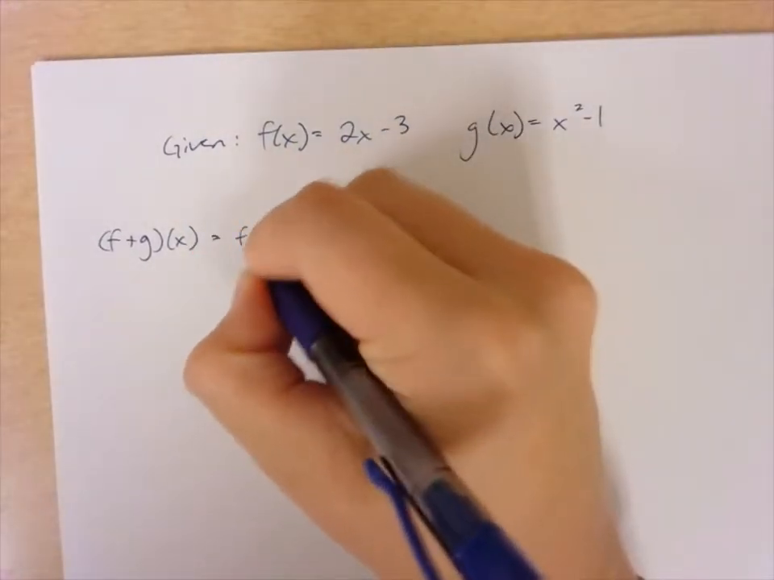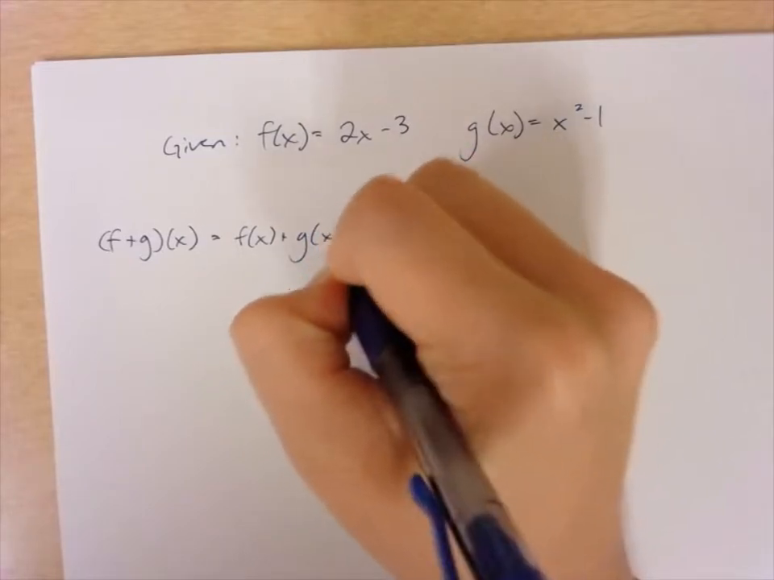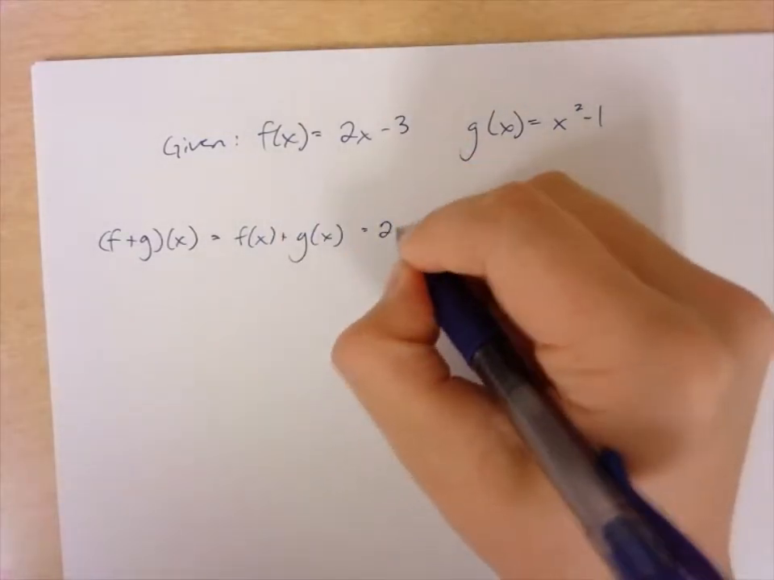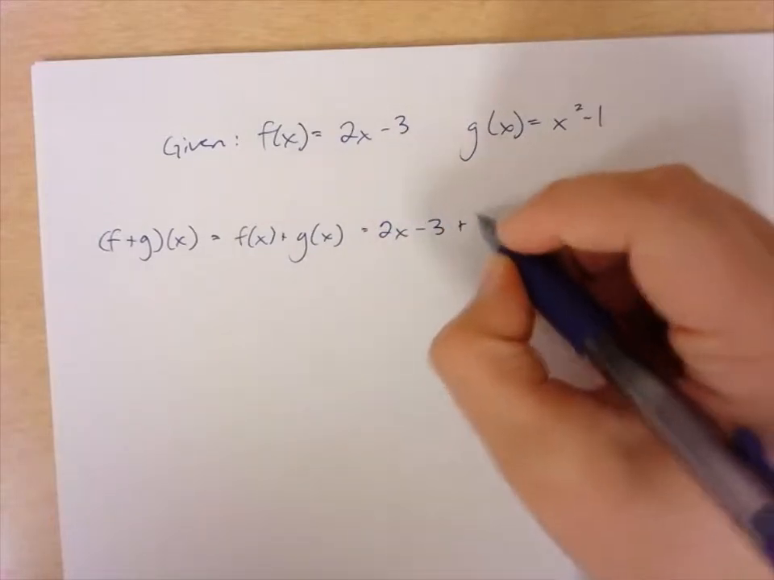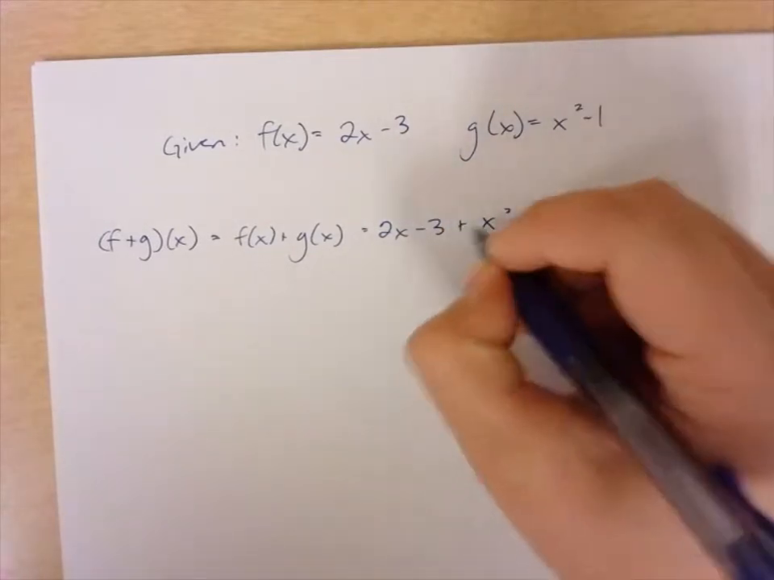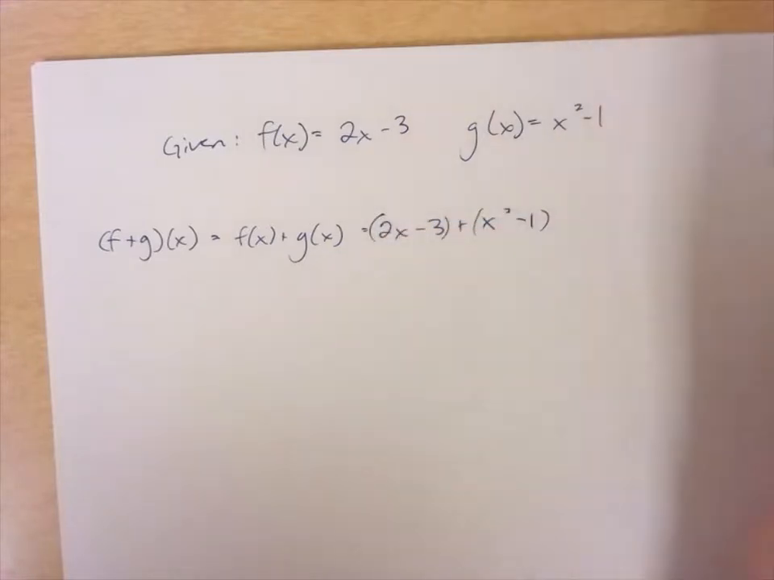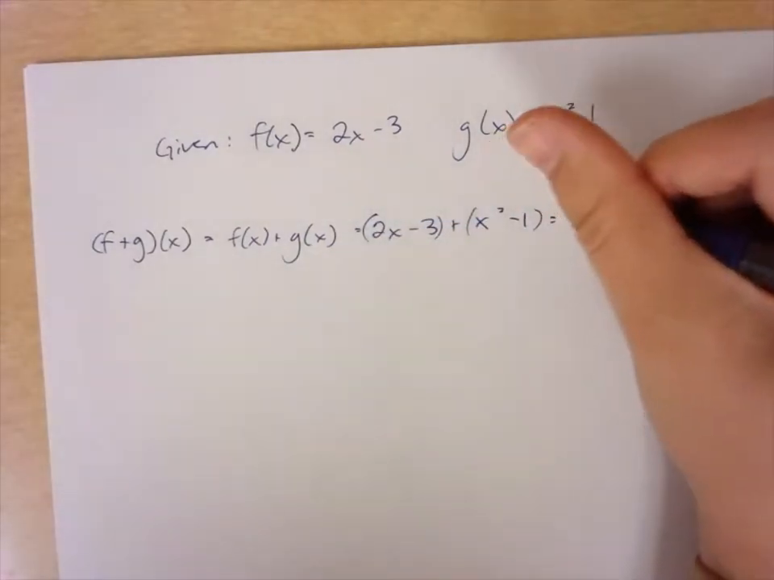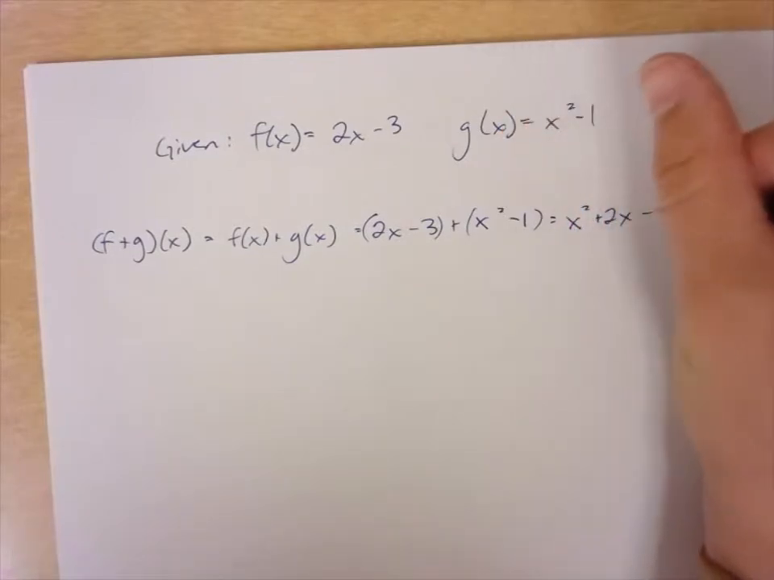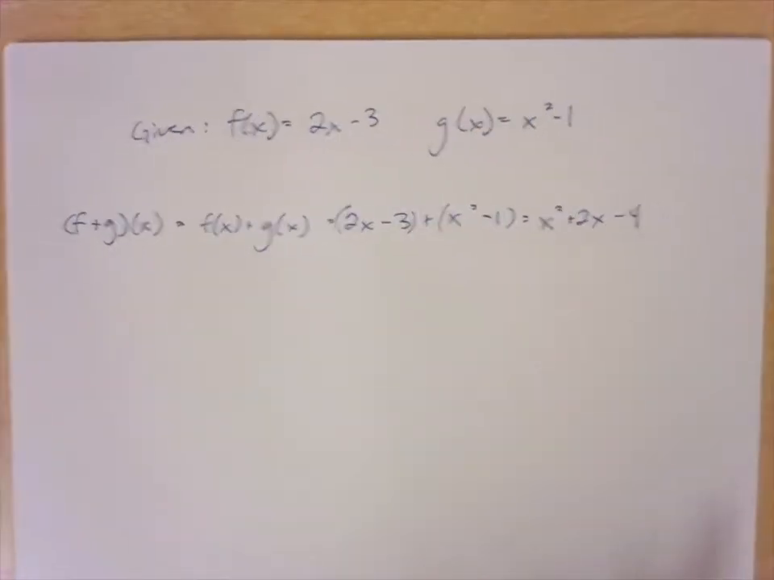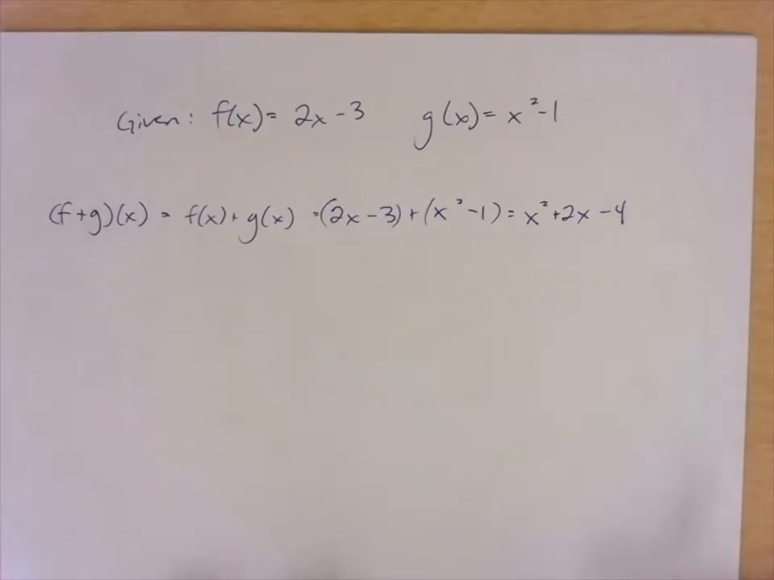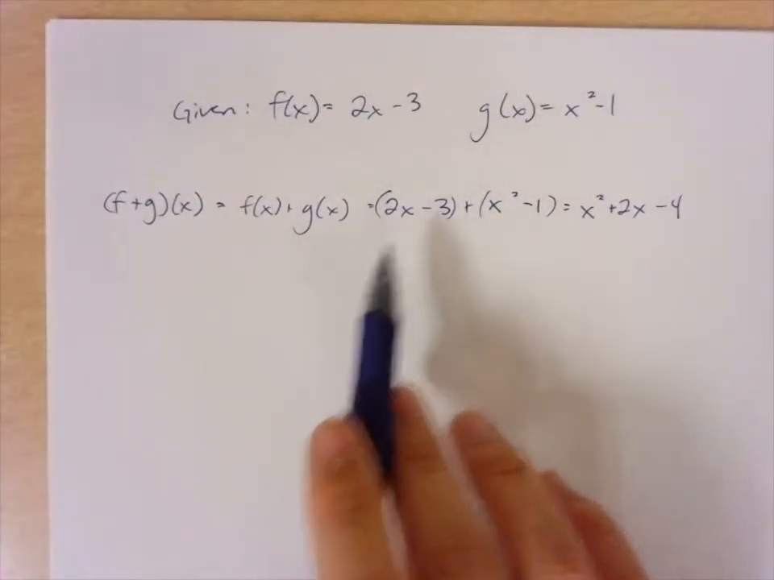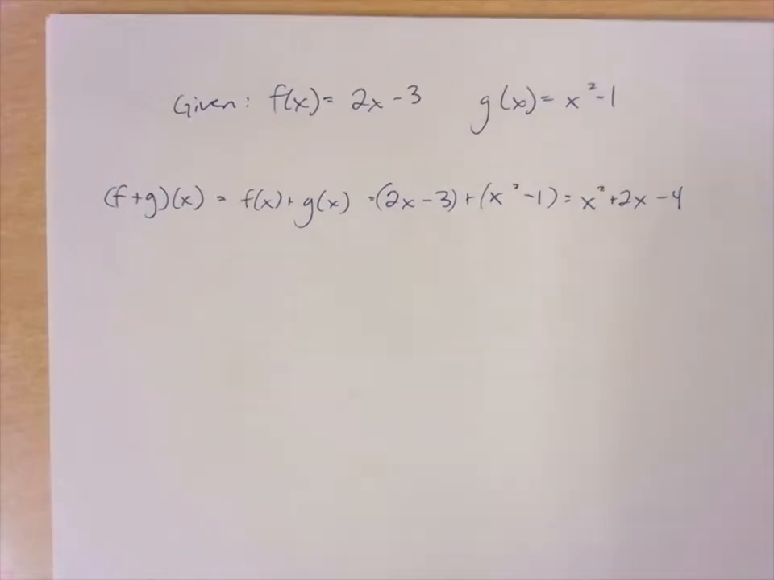is the same as saying f of x plus g of x, which is the same as then saying that that's 2x minus 3 plus x squared minus 1. We can put those in parentheses. And we know from algebra we can combine like terms here, and we could get x squared plus 2x minus 4. And I want you to understand that what you would be doing here on a graph, if you were asked to add these two functions, you would be adding just their y values.